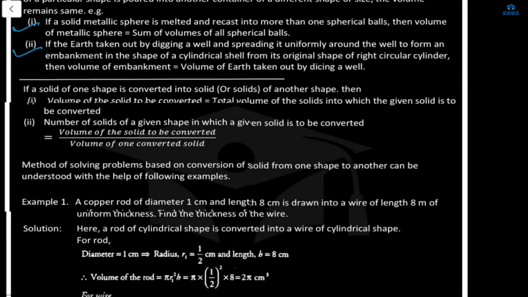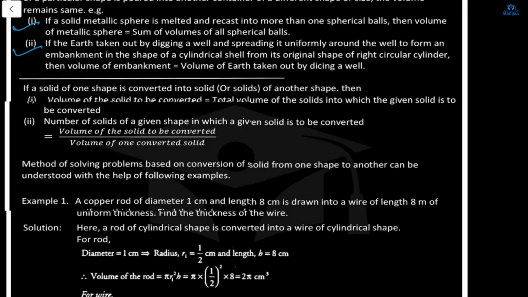Okay, now if a solid of one shape is converted into a solid of another shape. So first point, volume of the solid to be converted, जो जिस solid को convert किया जा रहा है, is equal to the total volume of the solid into which the given solid is to be converted. Okay, जिस shape में convert किया जा रहा है, ठीक है, तो दोनों का volume आपका same होगा.